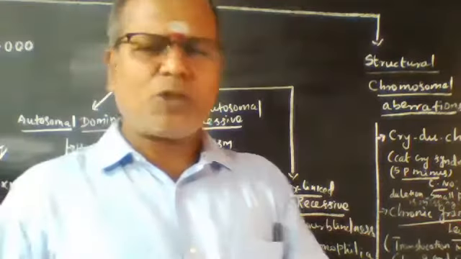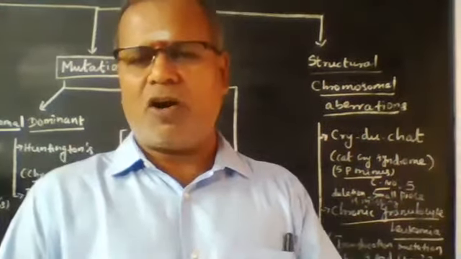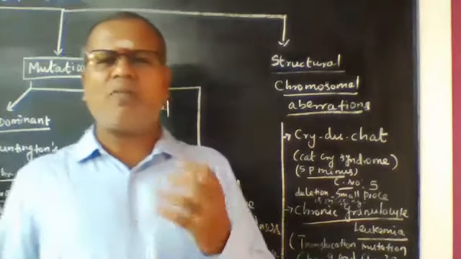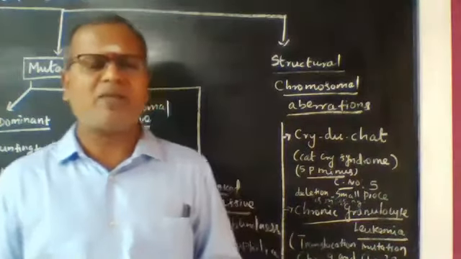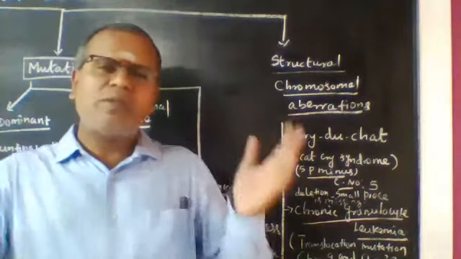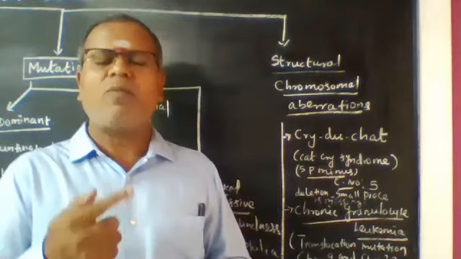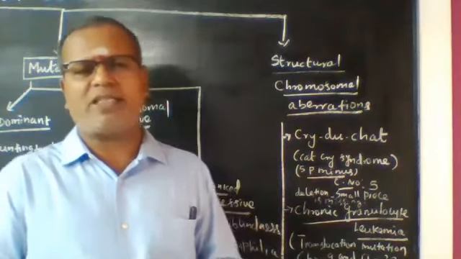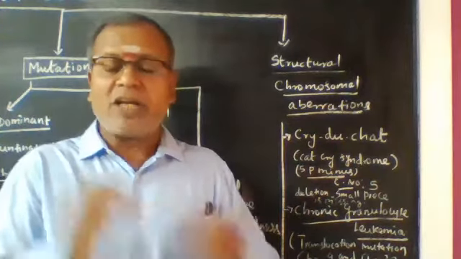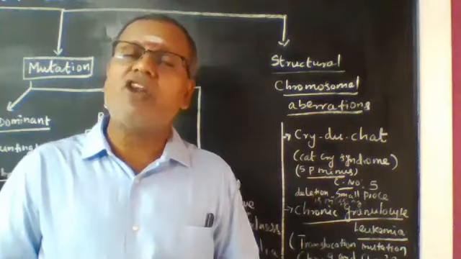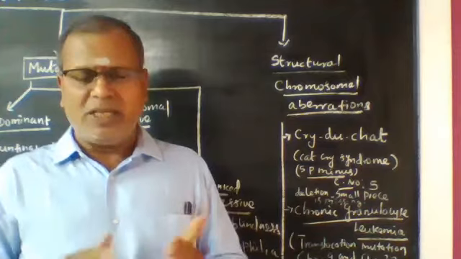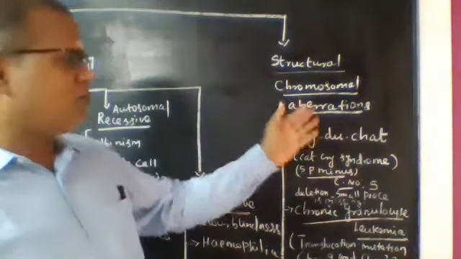And finally, structural chromosomal aberration, abnormality or mutation. It means a sudden change in the structure of the chromosome. If a small portion of the chromosome is removed, it is deletion. If a small portion is represented twice, it is duplication. If the genes are arranged in the reverse order, it is inversion. If exchange of genetic material takes place between non-homologous chromosomes, we call it translocation mutation. These come under structural chromosomal aberration.